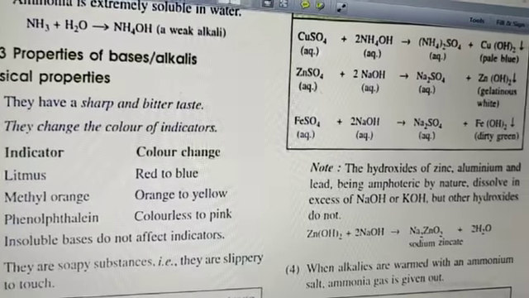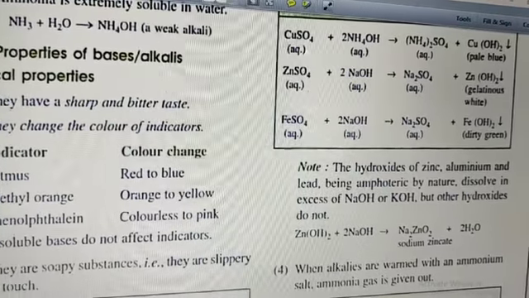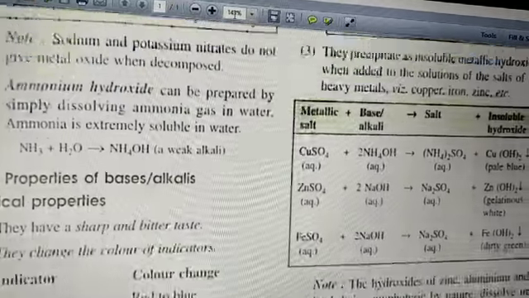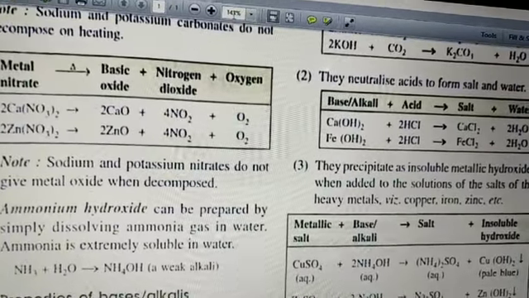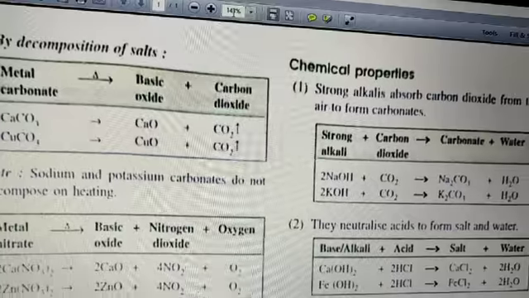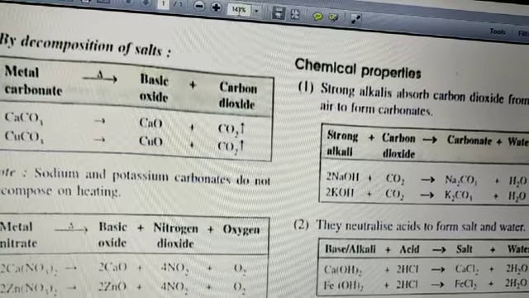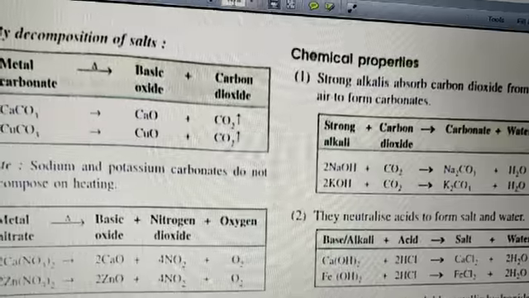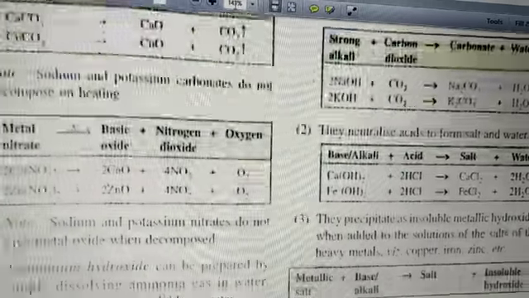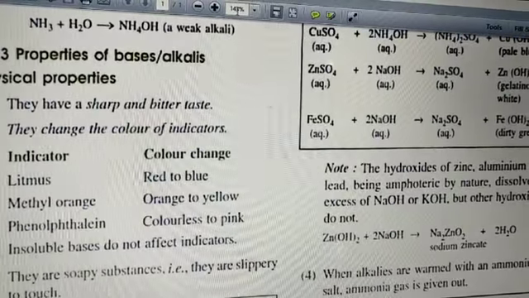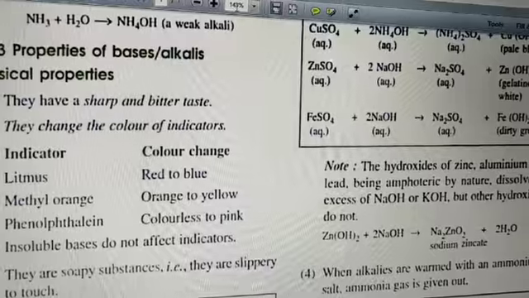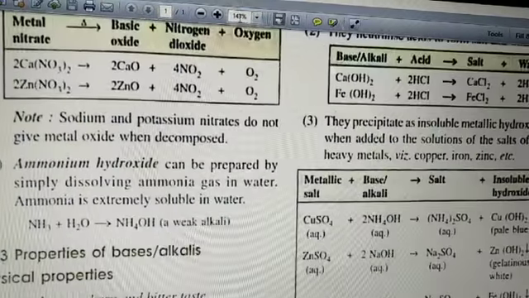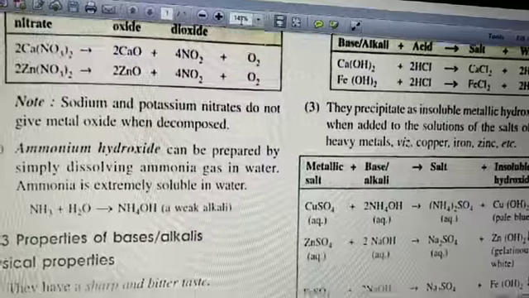And after that we saw the chemical reactions, that means the different chemical reactions of bases with different compounds. And here the equations are very, very important. You need to practice the equations.